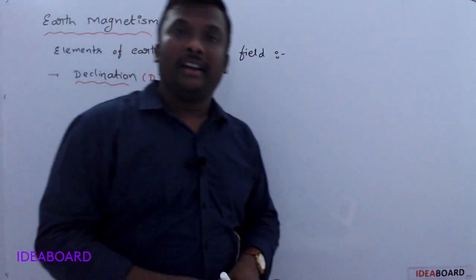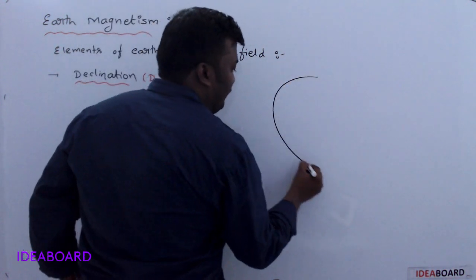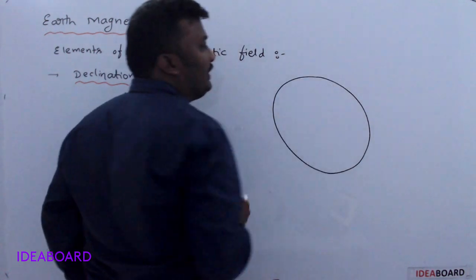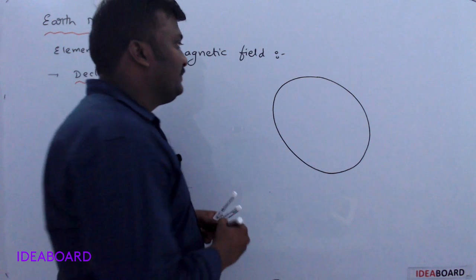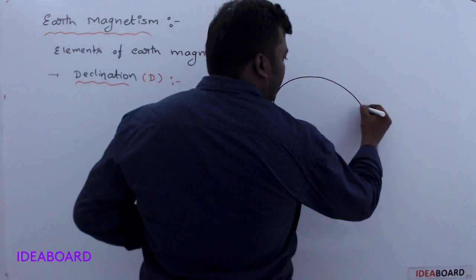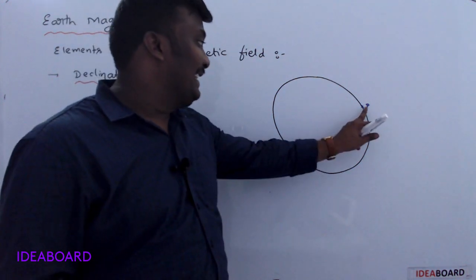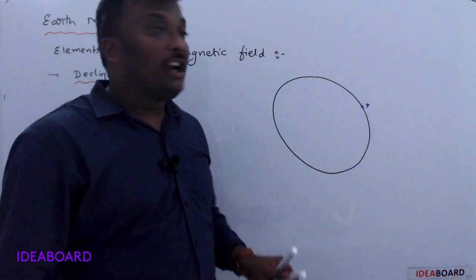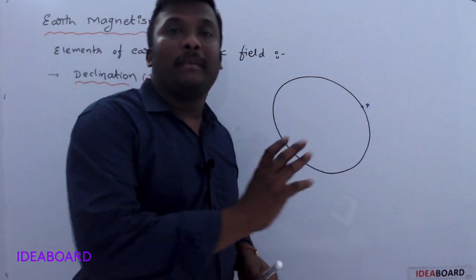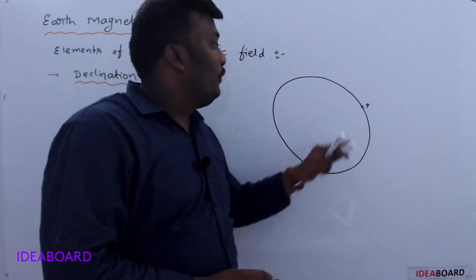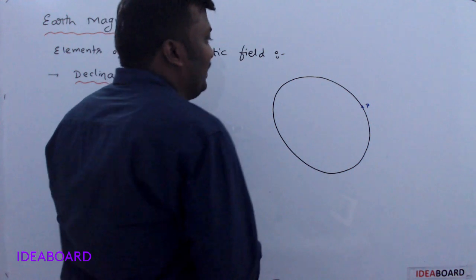To understand the declination, let us consider the Earth's surface. We know Earth is always in a spherical shape. Now on that spherical shape, let us take a point P here. I would like to know what the declination is at this place. In order to find the declination, let us take the geographical meridian and magnetic meridian which are passing through the point P.